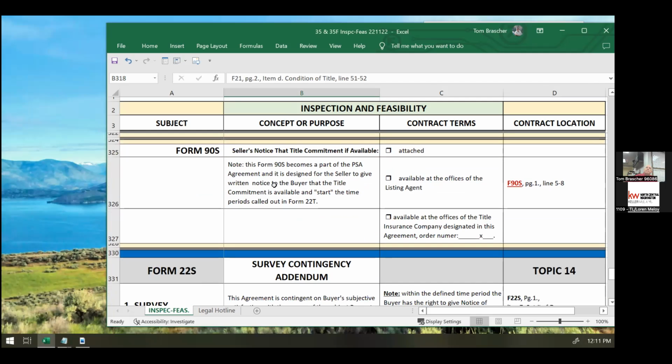The Form 90S, as sellers notice that the title commitment is available, is a pretty interesting form that I have never really paid attention to before.